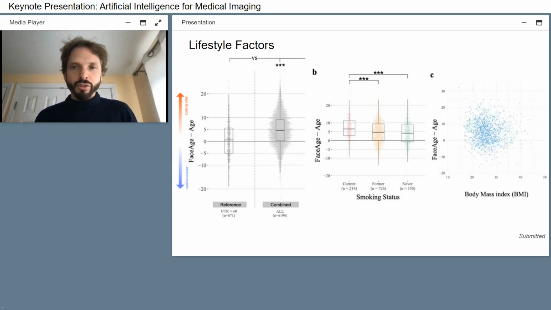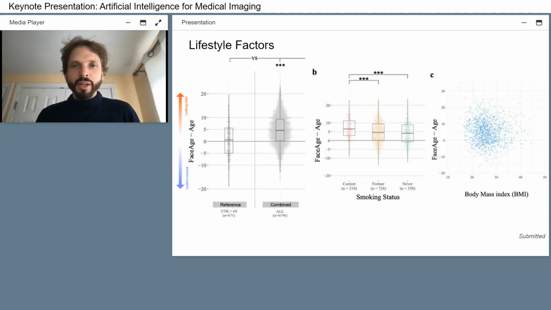Looking at BMI, we also did this. We didn't find a strong correlation. Actually, it was significant because there are so many data points, but you can overall see that there's a very weak association between BMI and face age. So it's really capturing a different pattern in the data.